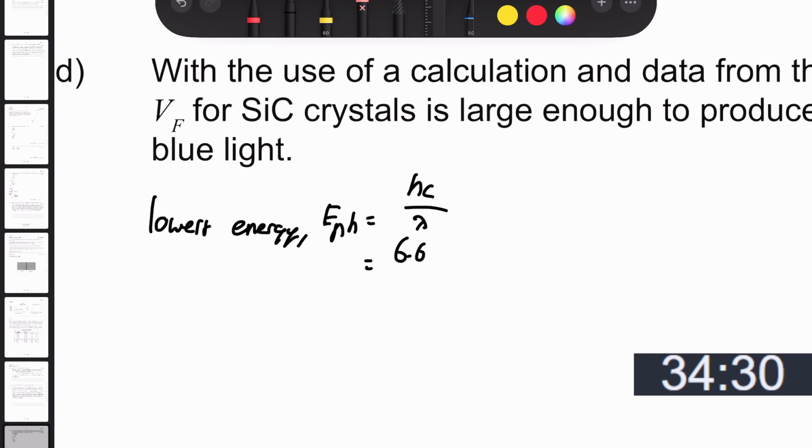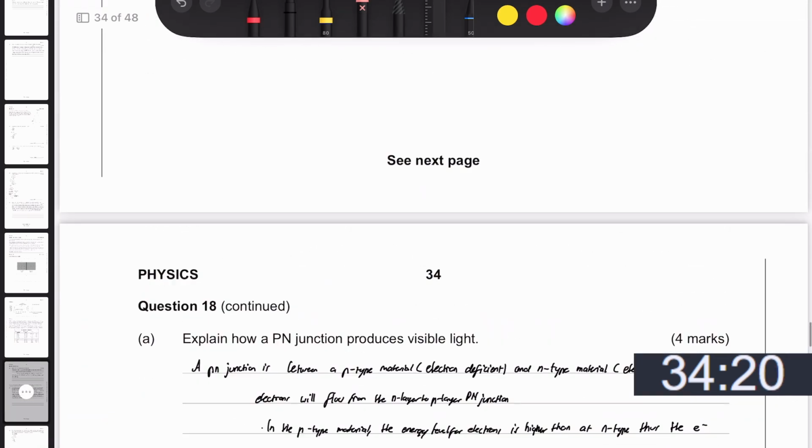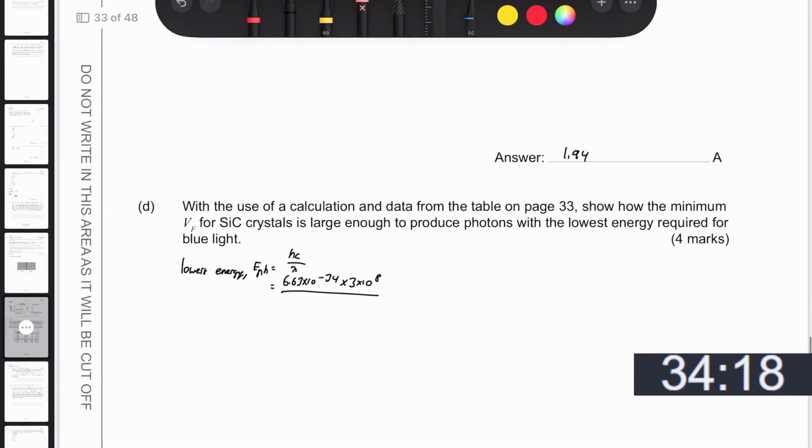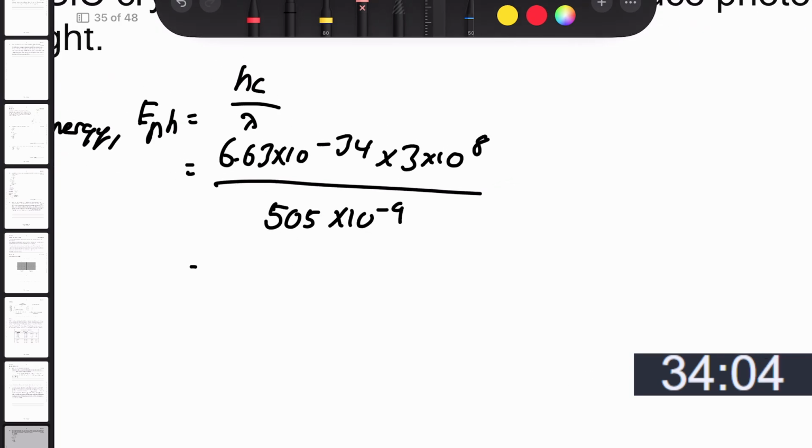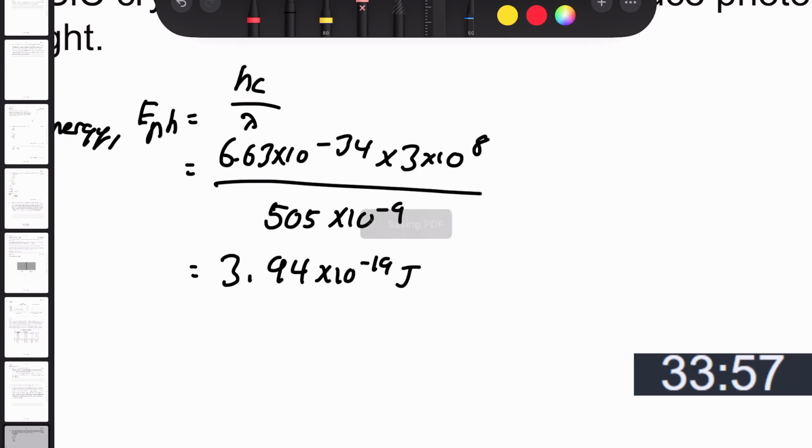So this is 6.63 times 10 to the negative 34, times 10 to the power 8, all over 505 times 10 to the negative 9. So I need 3.94 times 10 to the negative 19 joules.